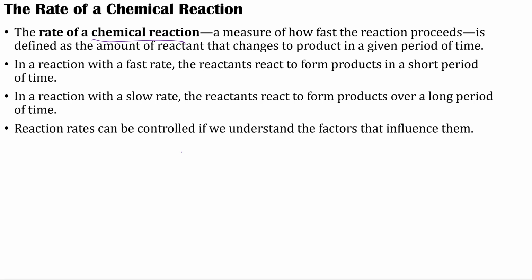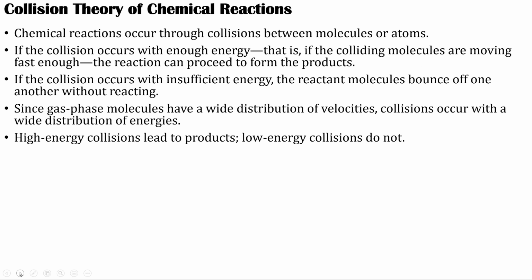So rates can be controlled if we understand what causes a reaction to happen quicker. We can make reactions happen faster if we know how they're controlled. All right, collision theory of chemical reactions. In order for a reaction to occur, two reactants have to actually hit each other, and they have to hit each other pretty hard. If the collision occurs with enough energy, then the reaction can go forward. If they don't, they just kind of bounce off each other.